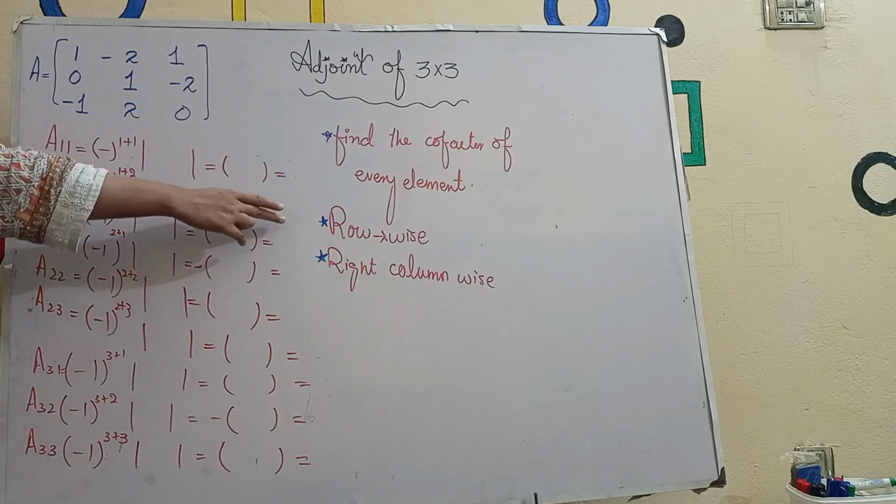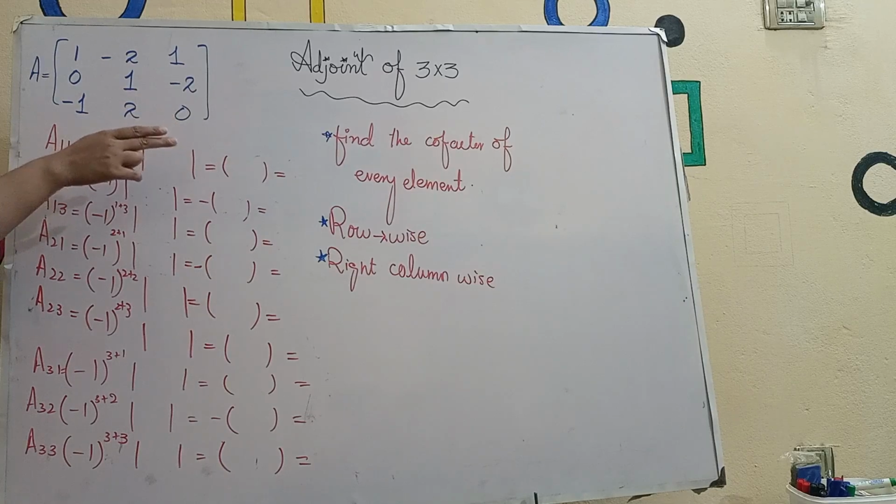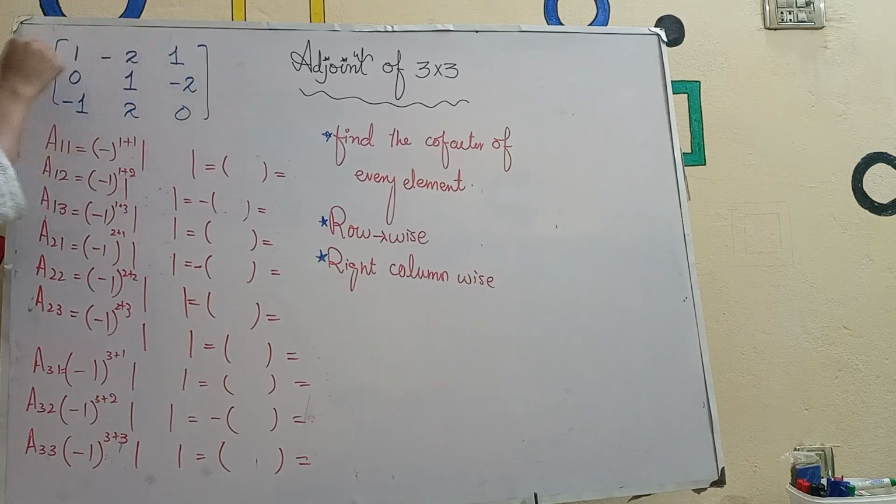So these two are the major things when we are going to find the adjoint of a 3 cross 3 matrix. That is, we have to go row wise. We have to calculate the cofactor of each and every element, but when we have found all the cofactors, we have to write them in the column wise method. So let's start with an example.